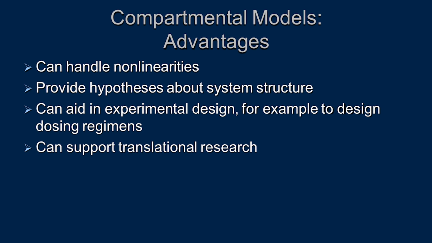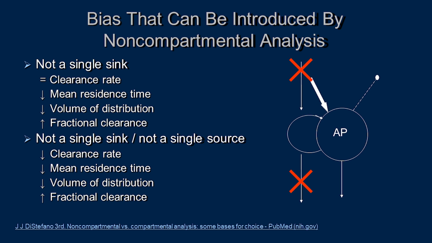They provide a way to state hypotheses that we may have about the system structure and the arrangement of these compartmental units, can aid in experimental design, and can support translational research. But the non-compartmental method has an advantage that it is very easy to calculate and can provide very useful parameters if the assumptions are met. The biases that can be introduced by non-compartmental analysis have been described previously, and these essentially boil down to violation of the single sink and the single source hypothesis, and these have been described in the literature, but suffice it to say that if the assumption is not met, then some of these estimates may be erroneous or misleading.